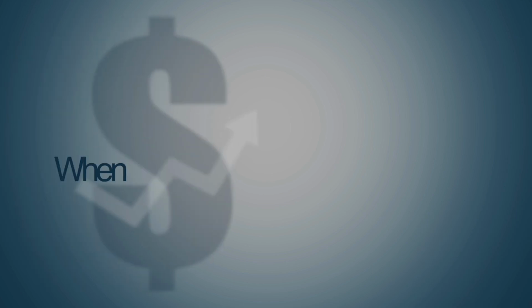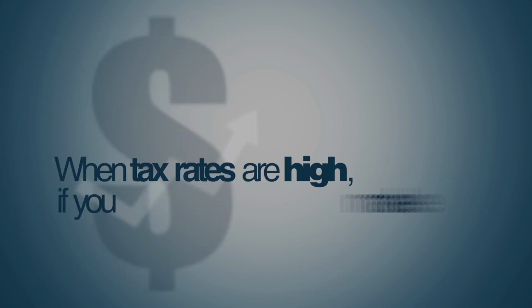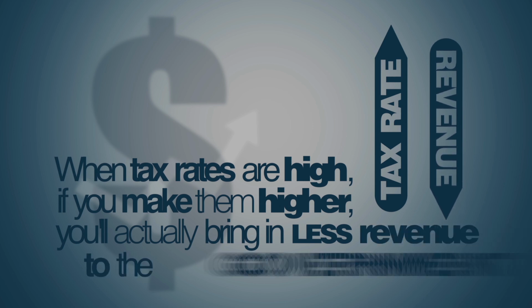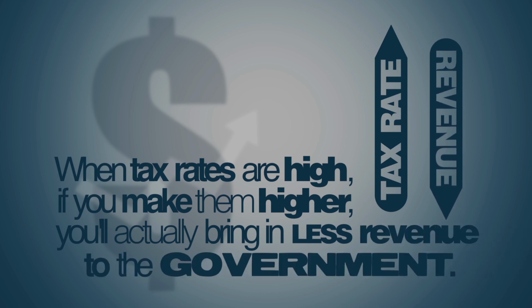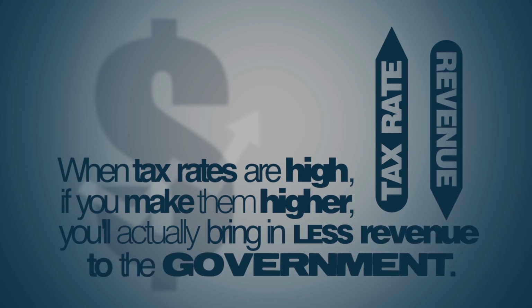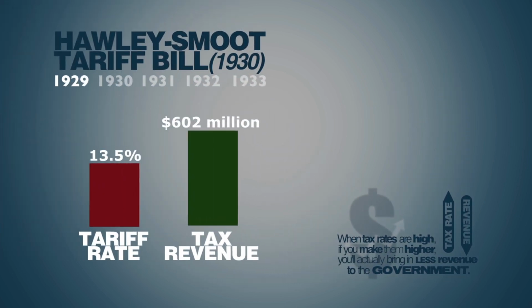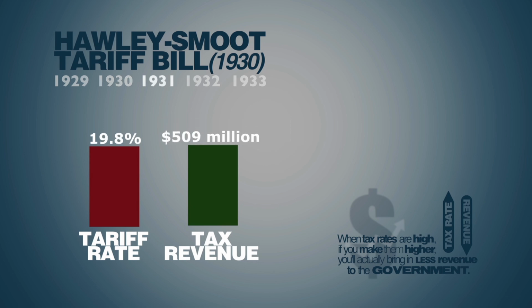But if the curve slopes downward, it implies something remarkable, something that few of those who push for higher and higher taxes want to admit. It means that when tax rates are high, if you make them higher, you'll actually bring in less revenue to the government. This has in fact occurred in practice. For instance, during the Great Depression, when Congress passed the Hawley-Smoot tariff bill, although the bill raised taxes on imported goods, the revenue that came from those taxes actually decreased.